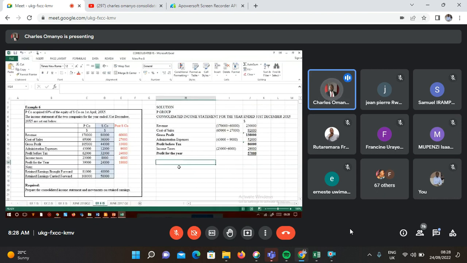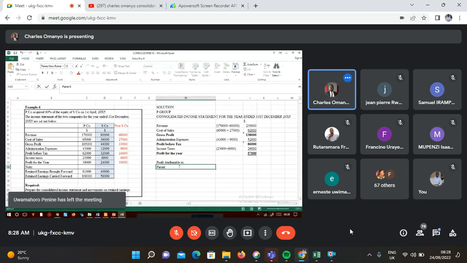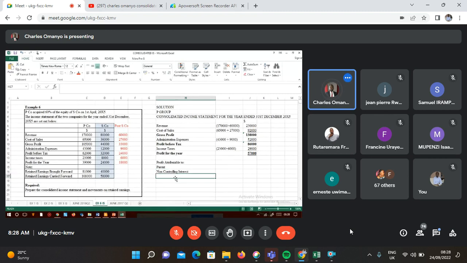Now, once you get profit for the year, as we had agreed in the class, you divide that profit into profit attributable to the parent, the controlling interest, and the profit that goes to the non-controlling interest. And then we have total profit for the year. So what is our total profit for the year? 57. You can see the 57 profit for the year, which we got from here.